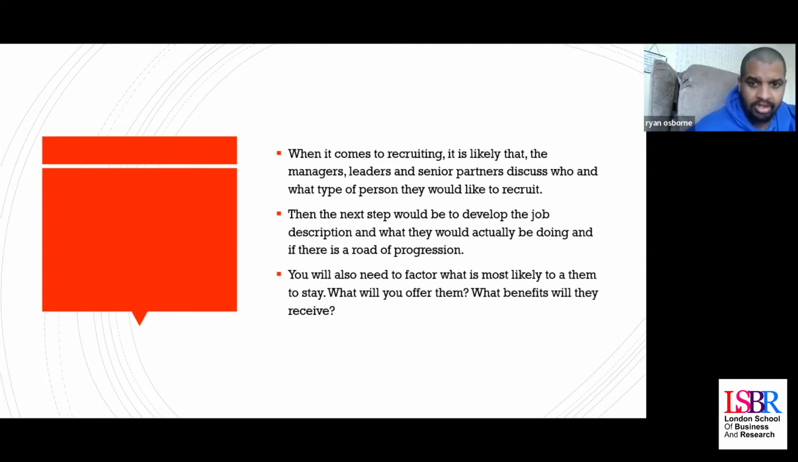And then, like we discussed as well, what would they actually be doing? What would they be doing on a day-to-day basis? And as part of that, development comes into it as well. Is there a route of progression for the people that are coming to join your setting? Is there a clear pathway for them?